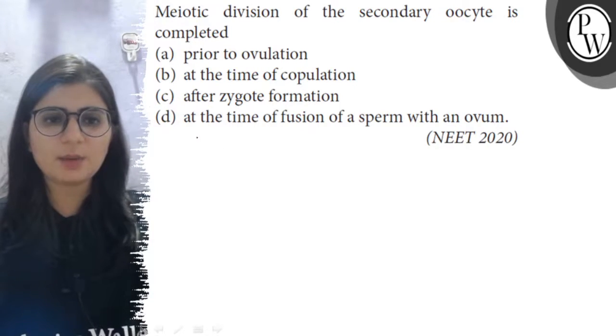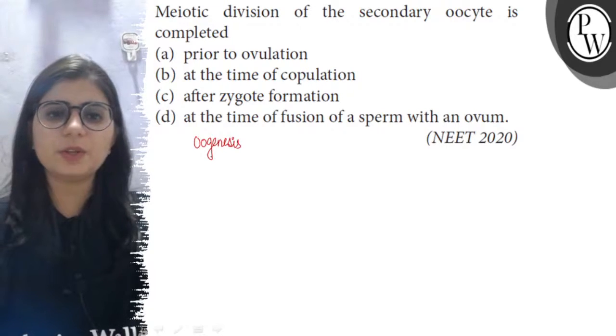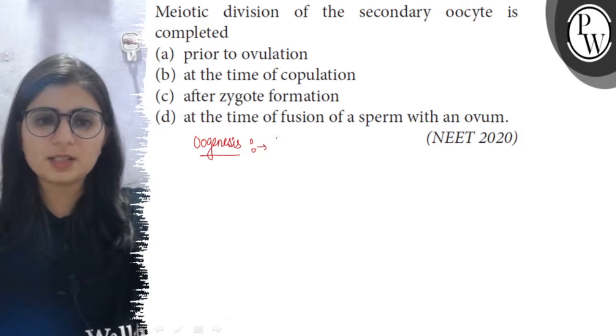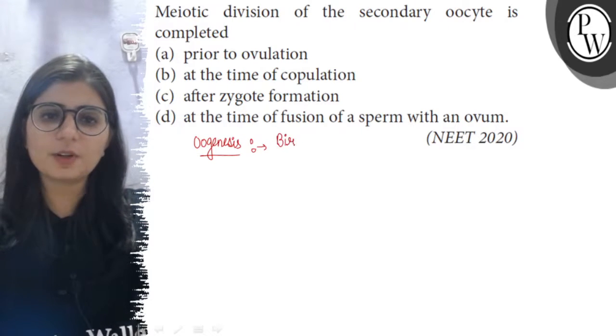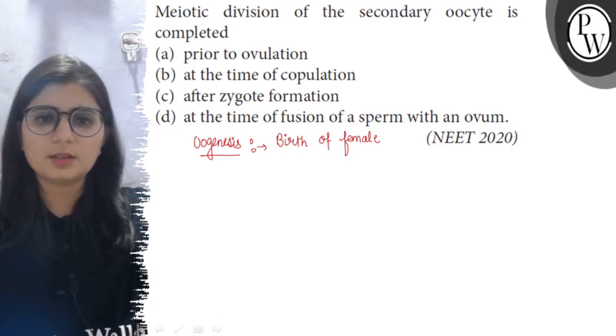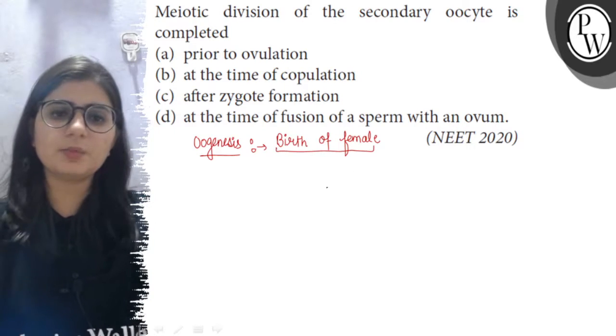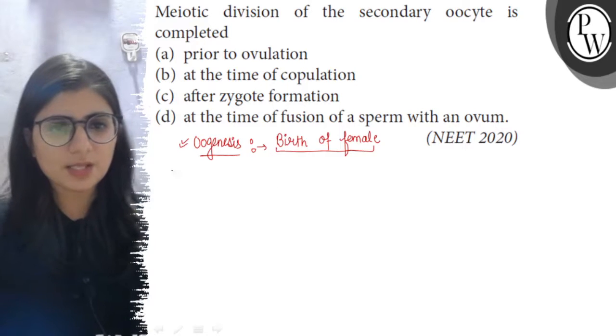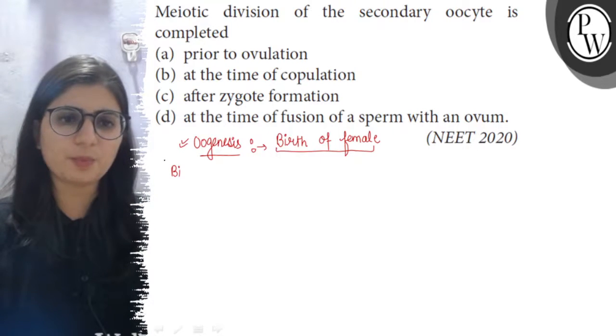So let's see what happens during oogenesis. Oogenesis is the formation of the mature female gamete. This process begins before the birth of the female. It means when the female is inside her mother's womb, before her birth, the process of oogenesis starts in her ovary. So let's look at the phase before birth.